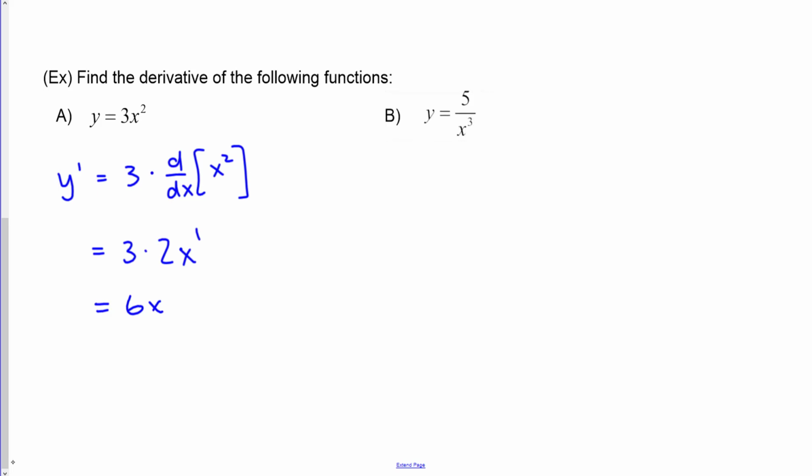Here's another example. In order to do this, you need to bring x cubed up into the numerator. So 5x to the negative third power. So y prime would just be negative 3 times the 5, so negative 15, x to the negative 3 minus 1, which is negative 4, or negative 15 over x to the fourth power.